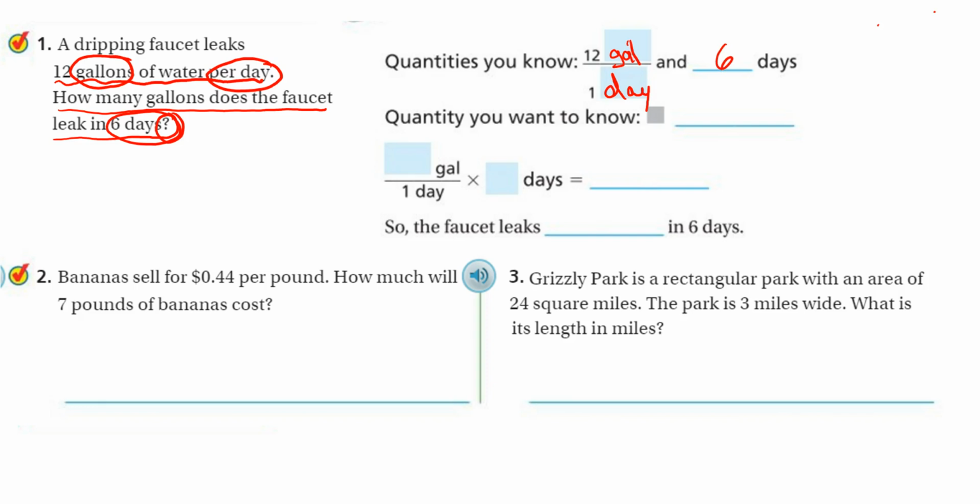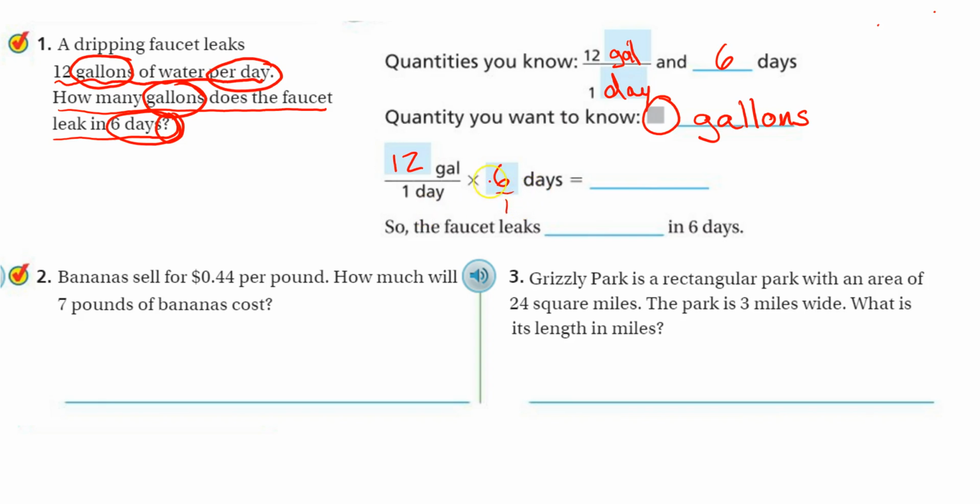So the quantity you want to know is the number of what? Well, we want to know how many gallons. Okay. So how many gallons per day? We'll set it up. 12 gallons per 1 day. There's our ratio. Times 6 days. And remember, 6 days can be written as 6 over 1.